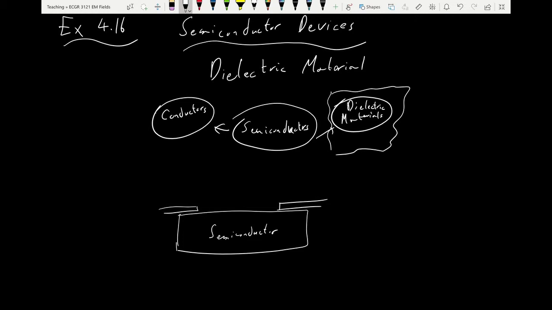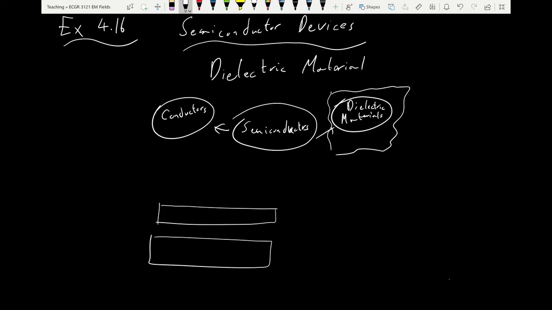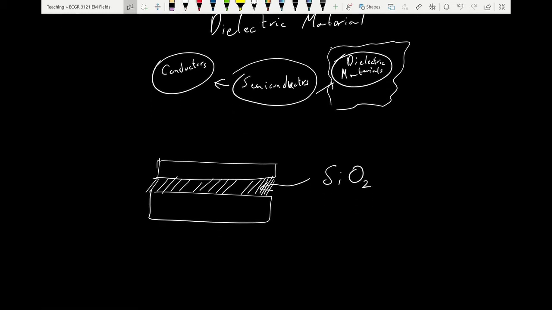So one problem in semiconductor design is, what if you have two semiconductor layers, and then you need to provide insulation between them? Insulation is typically done by depositing a specific kind of special material called silicon oxide, SiO2. So this is the typical kind of insulator that we place between semiconductor materials.